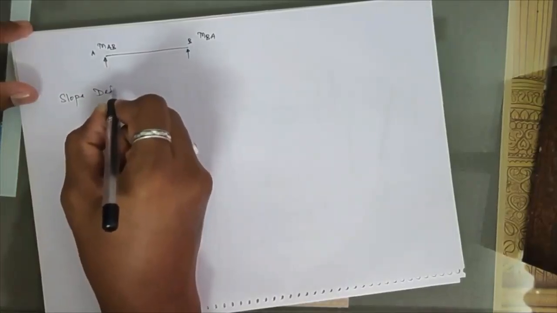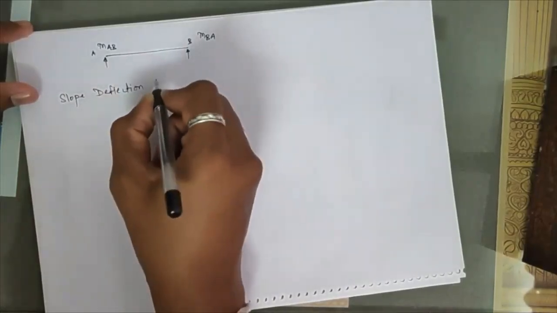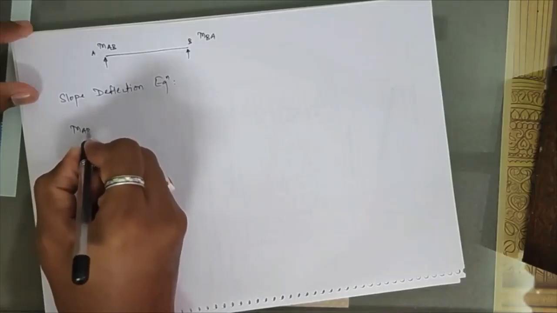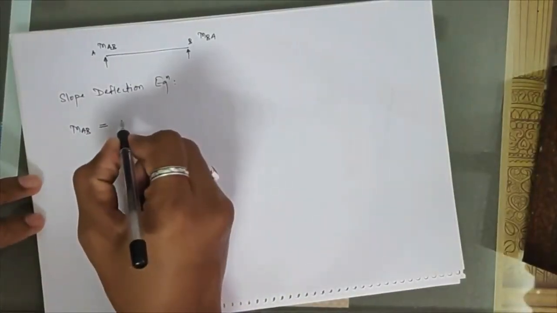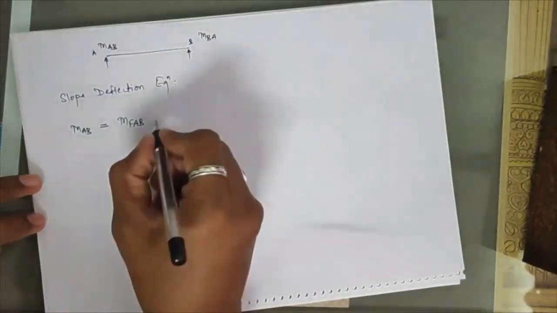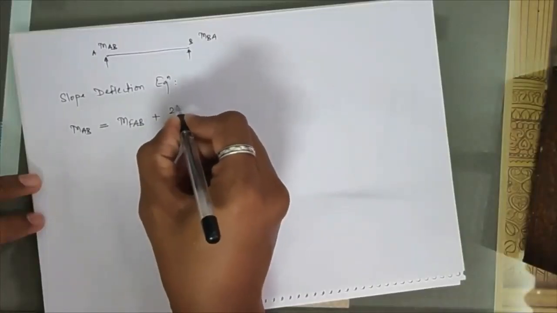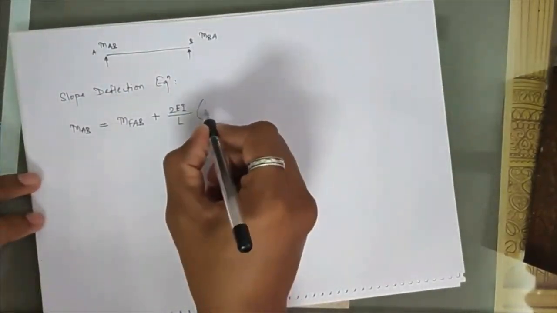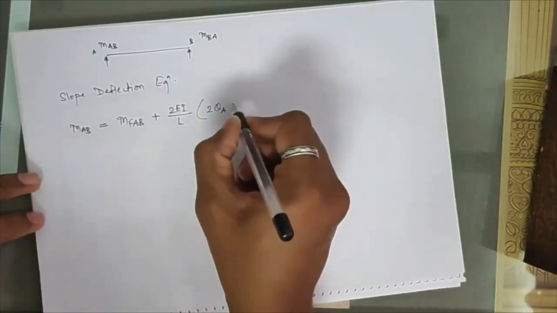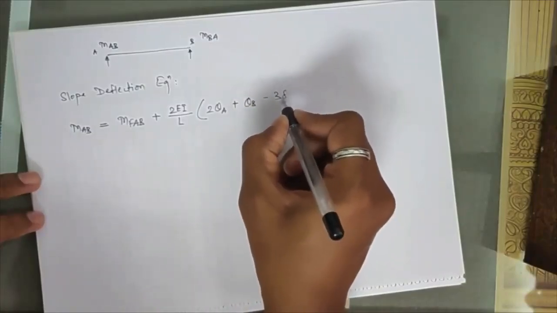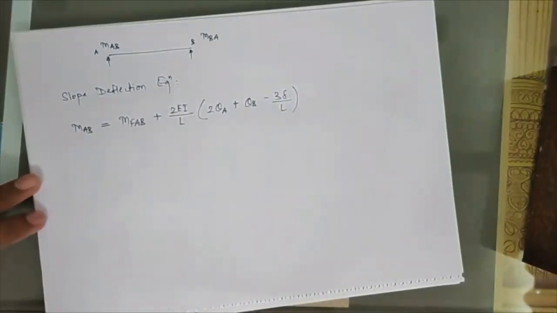Slope deflection equation. First, I will write the equation for joint A. MAB is equal to the fixed end moment of joint A, that is MFAB, plus the common terms we have taken, 2EI upon L, into bracket, 2 times theta A plus theta B minus 3 delta divided by L.